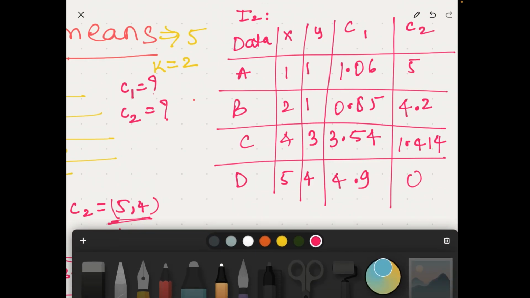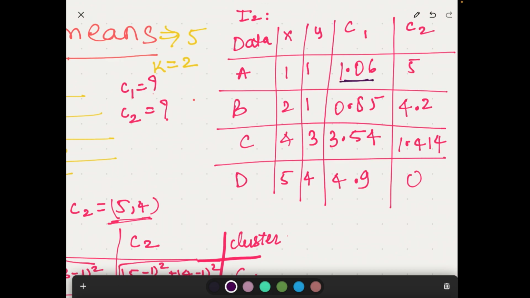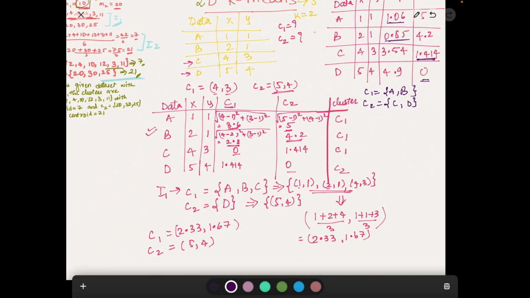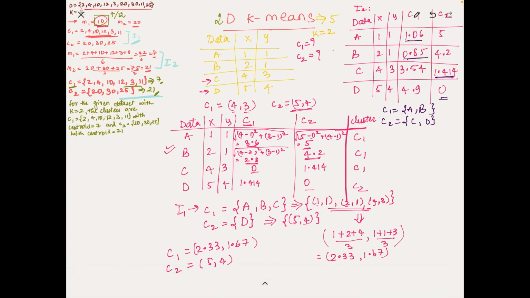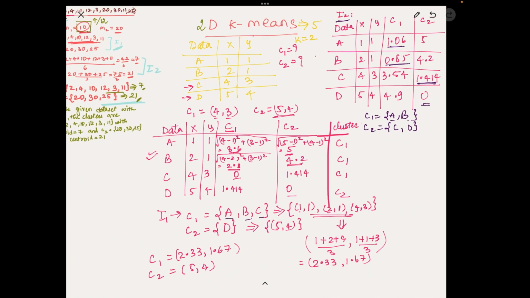Okay, so now we are going to determine in what cluster which data point is going to go. If you consider over here, 1.06 is less, so in C1 I will be having A. Here also B will come. Here if you see there is a variation, C and D are going to go in cluster 2. If you check iteration number 1, in cluster 1 we had A, B and C, but now after iteration 2 we have A and B in cluster 1. So we will have to perform the third iteration.